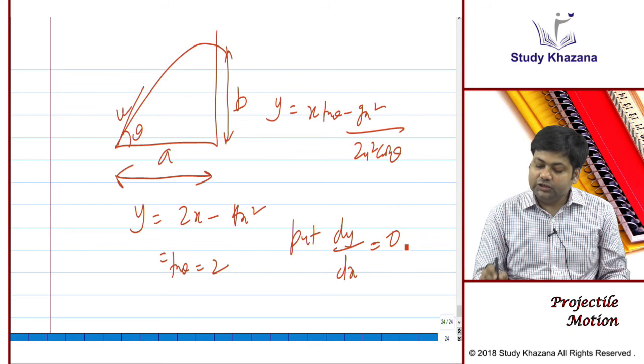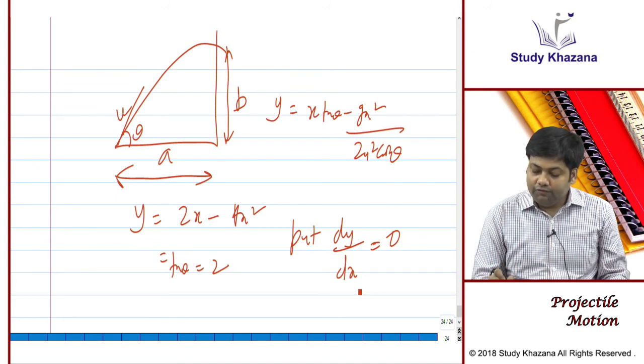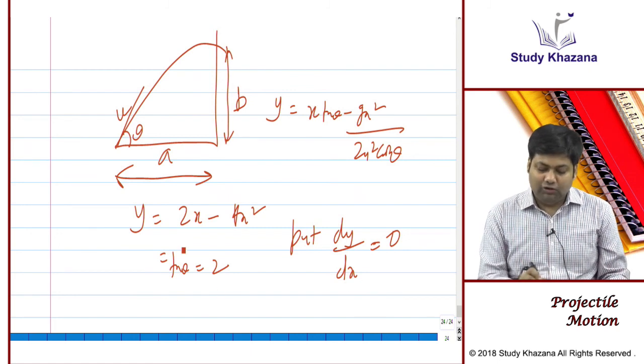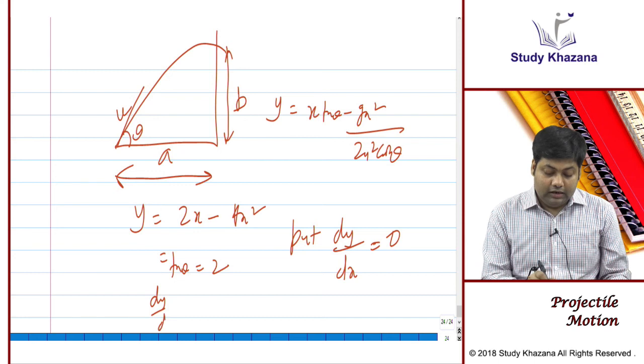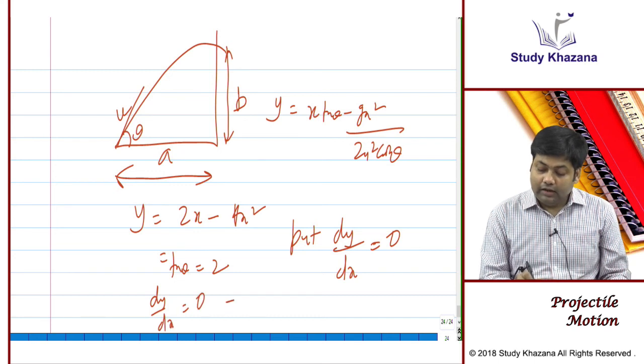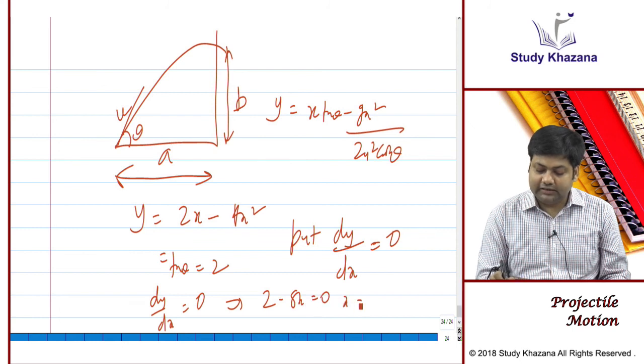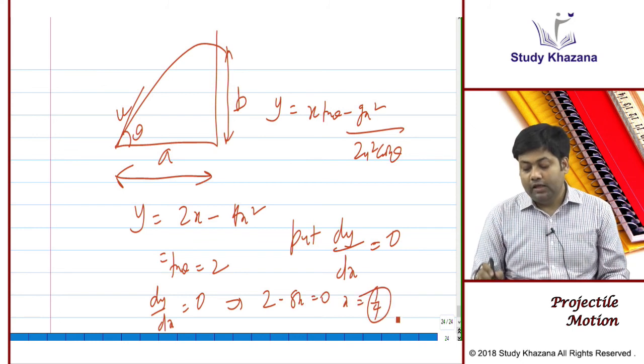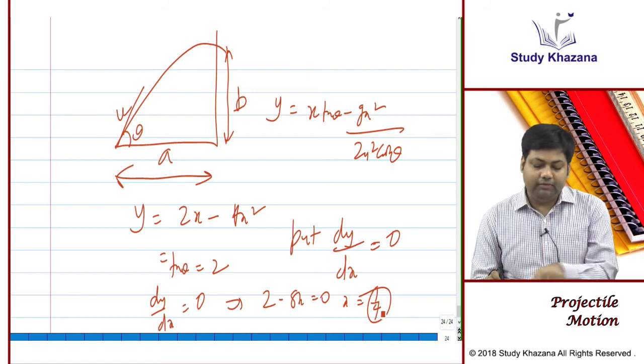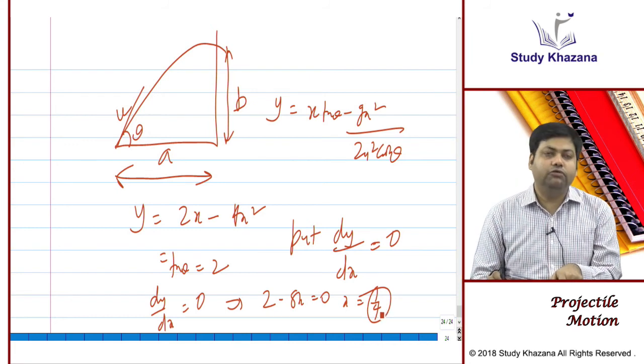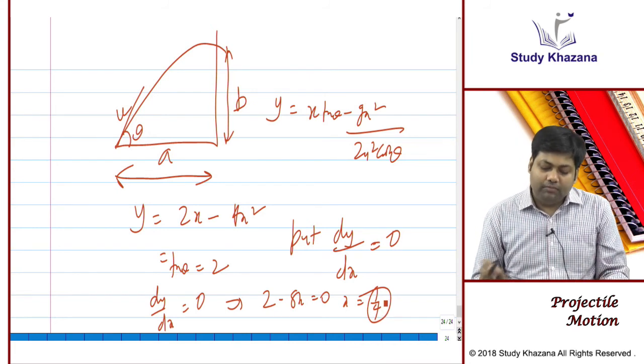Put dy by dx equal to 0 and you will get the value of x. So let's say in this case, if I do so, dy by dx equal to 0 gives 2 minus 8x equal to 0, so x comes to 1 by 4. Now when you get the value of x as 1 by 4, you can put in this value and you can get the value of y. So these are the kind of problems.